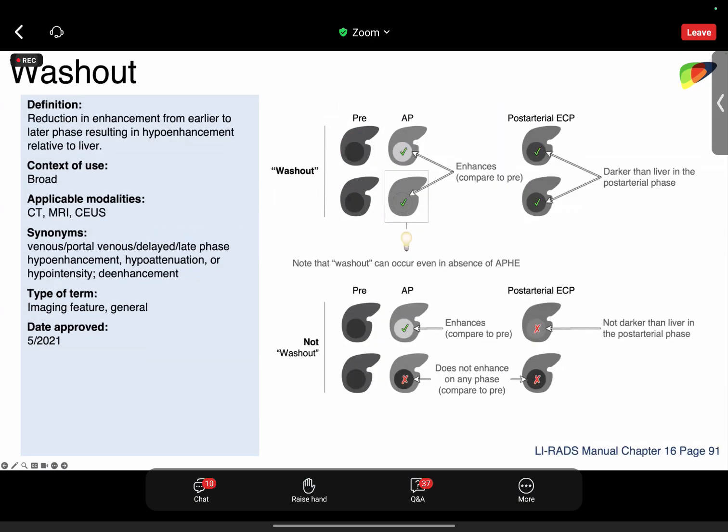Washout is a dual concept. It is defined as reduction in enhancement from an earlier to later phase. So there's a temporal concept resulting in hypoenhancement relative to the liver. So there's a comparison between the observation itself and the background liver. Earlier in the Q&A session, someone asked whether a hypo to hypo constituted washout appearance. In the schematic, we can see that according to the LI-RADS definition, this would not qualify because it does not enhance in arterial phase.